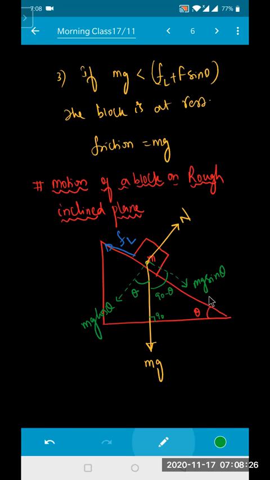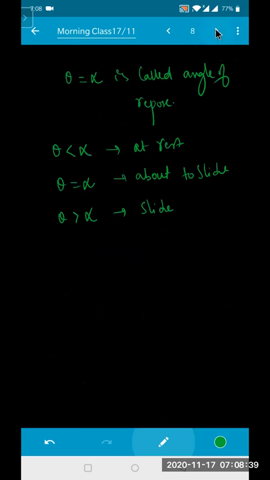Yes, sir. Isn't it? Because if you are increasing the angle, the body tends to move in the downward direction. So if your theta is equal to alpha, then it is ready to move. If your theta is greater than alpha, then the body will slide completely in the downward direction. So these are the three things you need to remember during the motion of the body on the rough inclined plane in the downward direction.